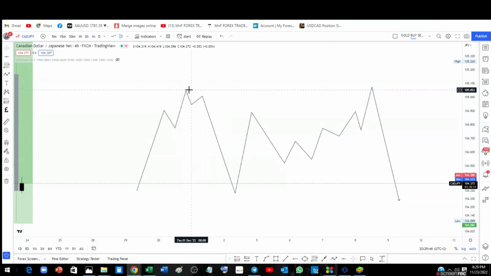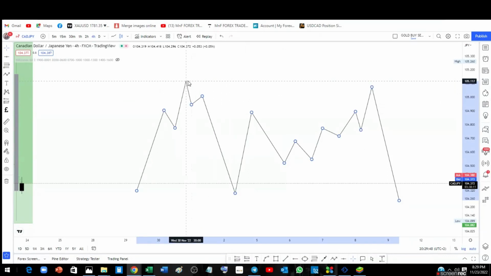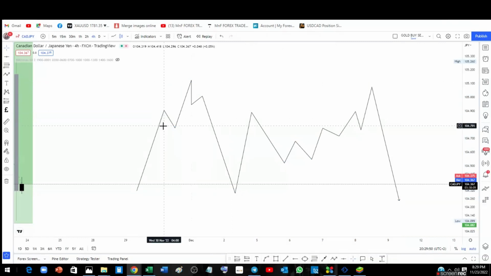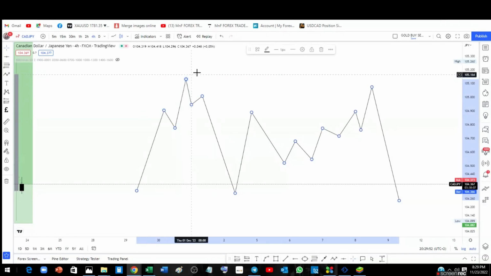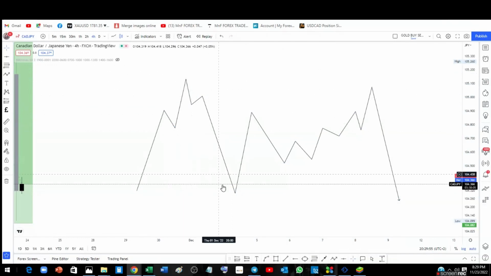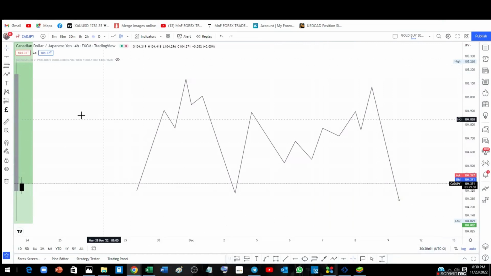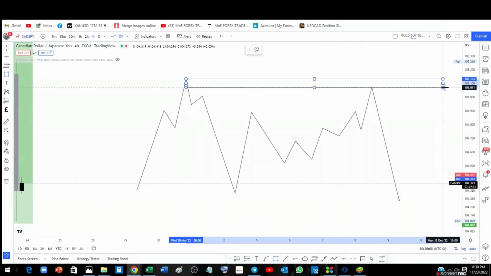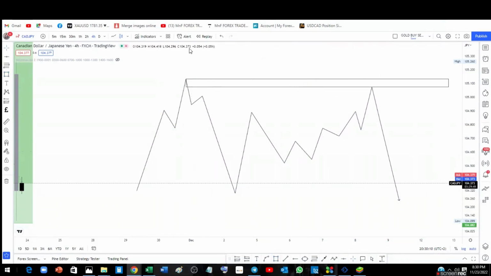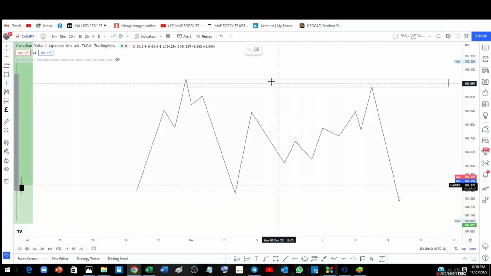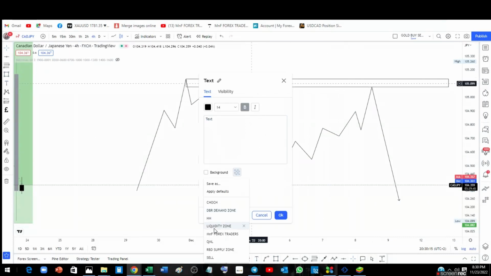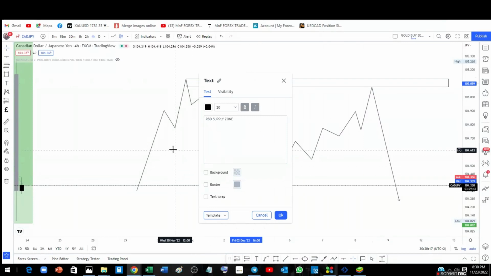Let me just do some labeling as usual. What you have here is your QML right here. You have a low, higher high, and break of structure right here. We have equal highs. Price takes out the equal highs, comes to our level right there, and then it drops. So let's just finish that. Remember, this is our rally base drop. Okay, this is a rally base drop. Let's go ahead and do that. Our rally base drop right here.